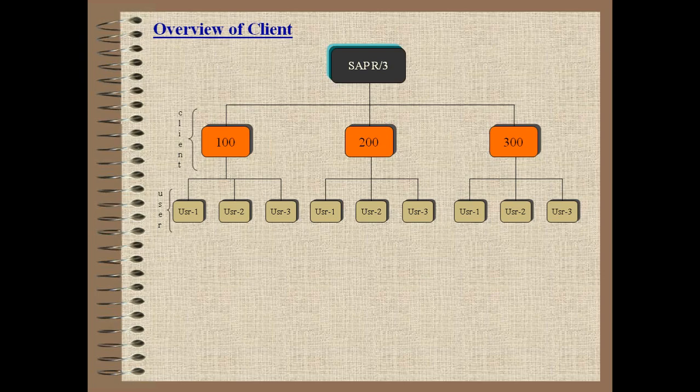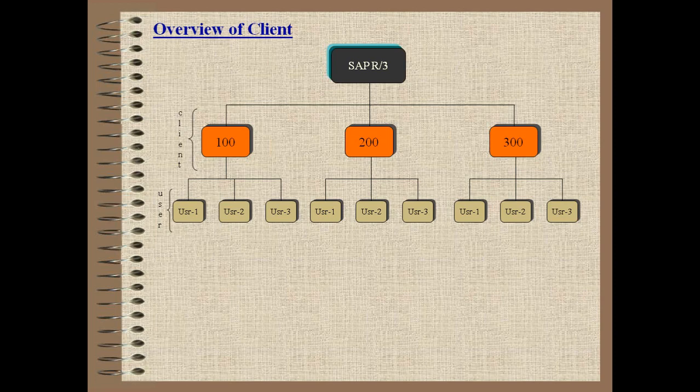So client dependent is nothing but if you are using the objects only within the client. And if you are using the objects created by ABAPers which are used by all the clients, then we call it client independent.